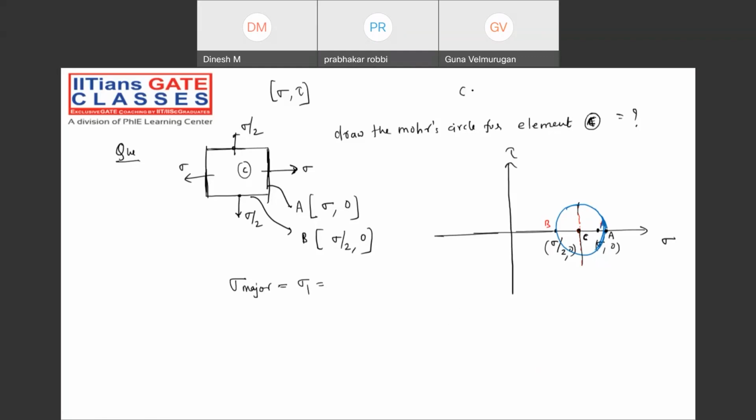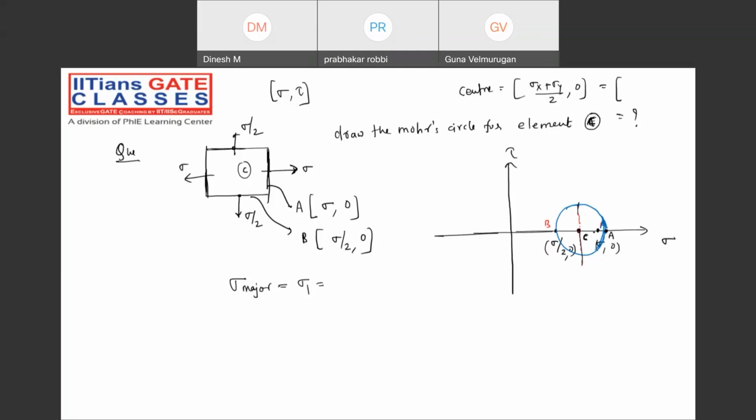There is a shortcut to calculate the center, but just note down: sigma x plus sigma y by 2 comma 0, because the center will always lie on the x-axis, right? That will be the center, my dear friend. What is the center value?